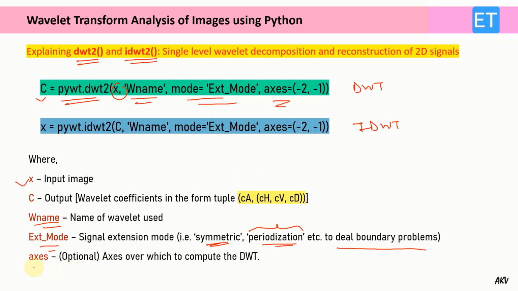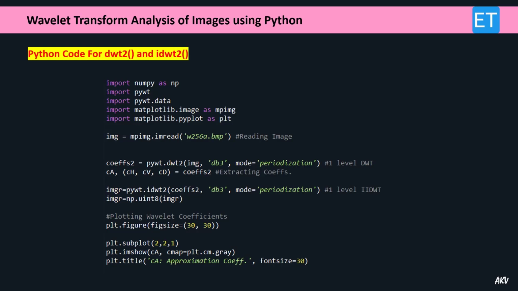And then axis, this is optional and no need to write it. It tells the axis over which we compute the DWT. So let's see one Python code which utilizes the DWT and IDWT2. Okay, so you need to import some libraries, and then you are reading your image.